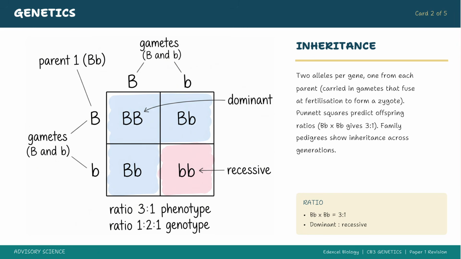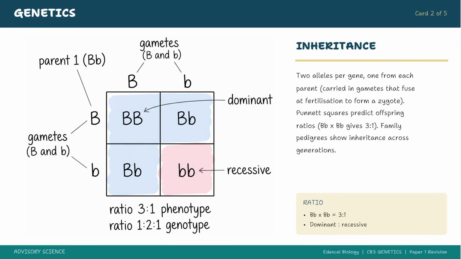You have dominant alleles, which are written with a capital letter, such as big B, and they always show their effect. You only need 1 copy and they will show up. Recessive alleles, on the other hand, are written in lowercase, such as small b. They only show their effect if you have 2 copies, and that's 1 from each parent.